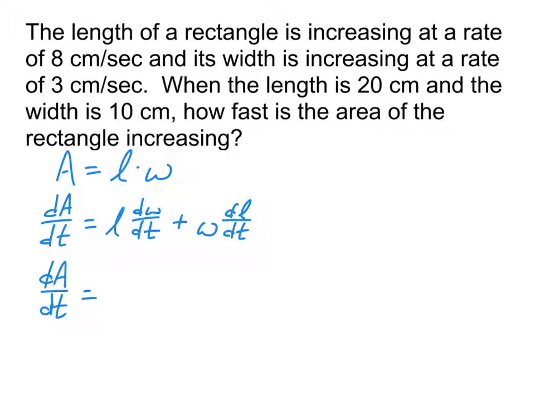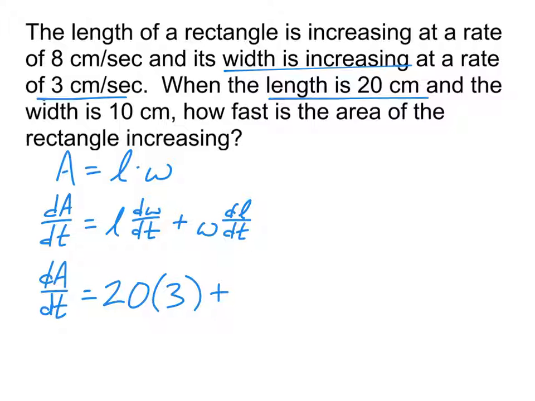equals, and now I'm just going to start plugging in values. And if I don't know what the value is, I'm going to try to figure out what the value is. So L, do I know what L is? Yes. We're actually told that the length up here is 20 centimeters, so grab the 20. All right, so 20 times dw over dt. Do I know what dw over dt is? Yes, I do, because dw over dt really means the rate at which the width is changing, width over time. So the width is increasing at a rate of 3 centimeters per second. So that means this has got to be a 3 here.